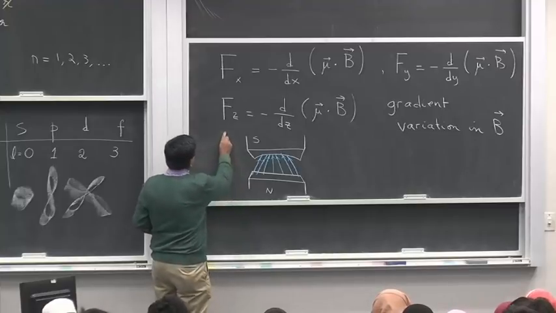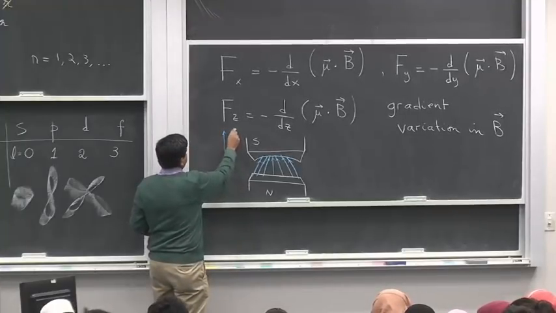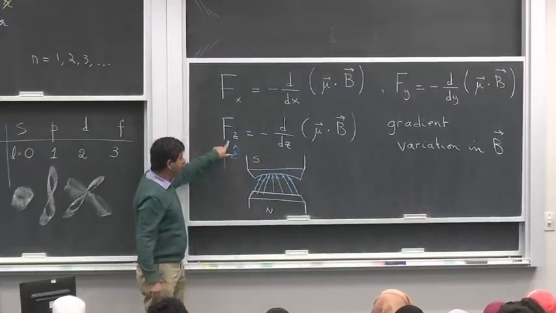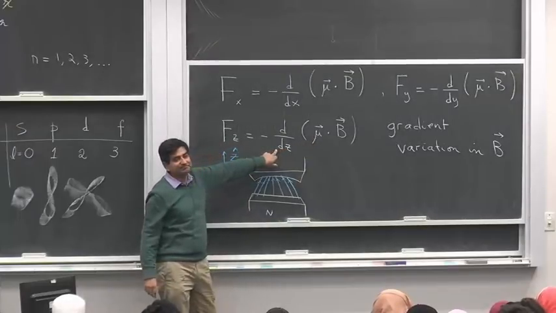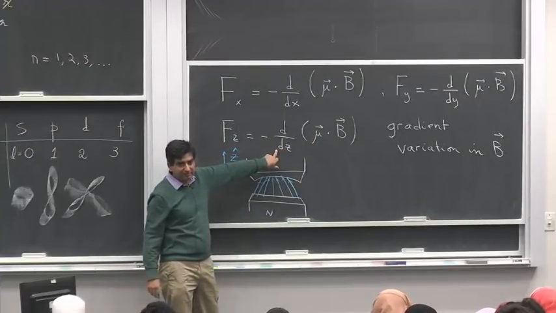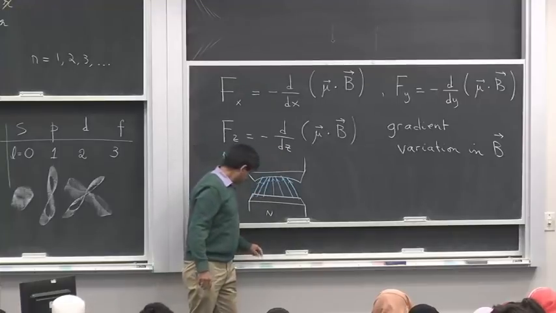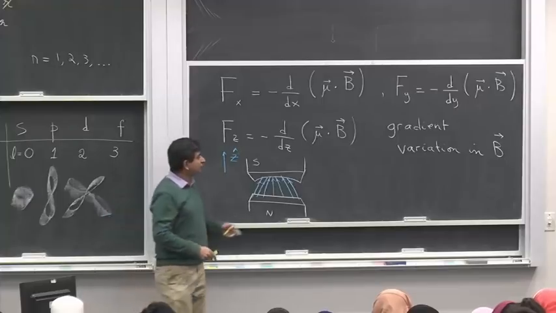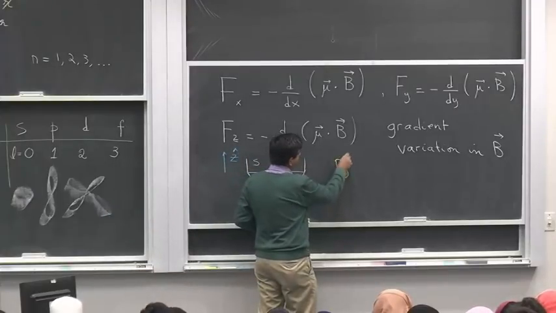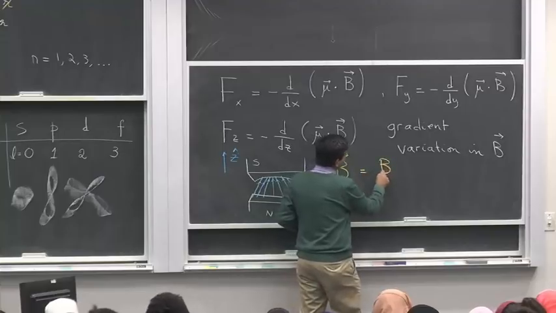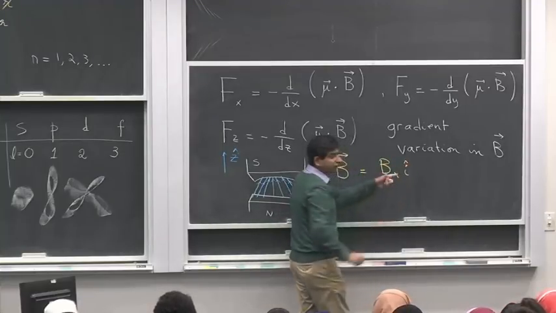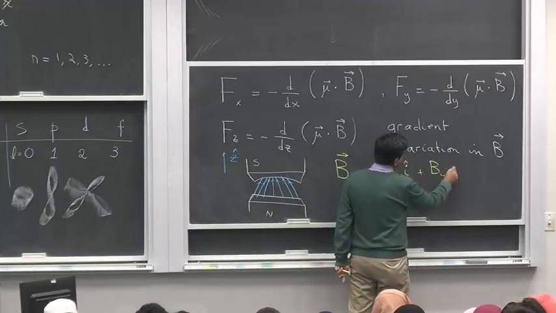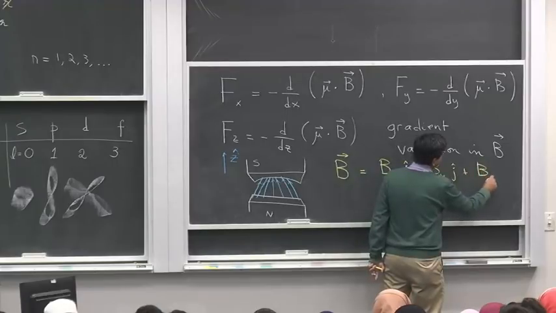Suppose this is my Z direction. So now I have a field that is changing with Z. All right? Suppose the field has three components, X, Y, and Z. So this field can have an X component, right? You know the unit vectors. It can have a Y component, and it can have a Z component.